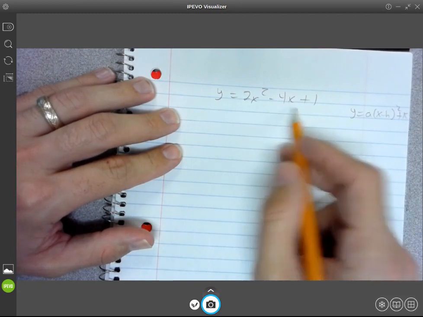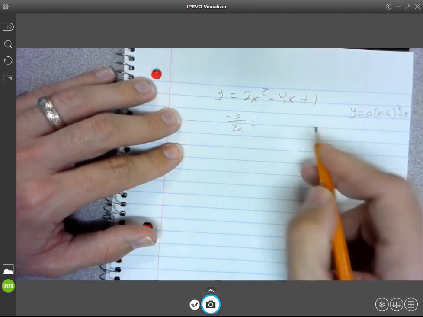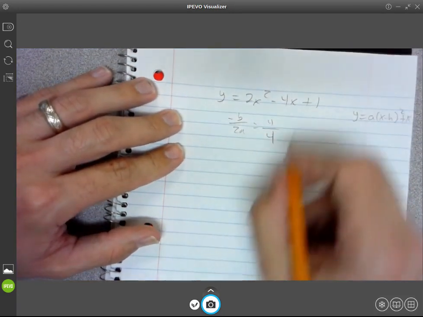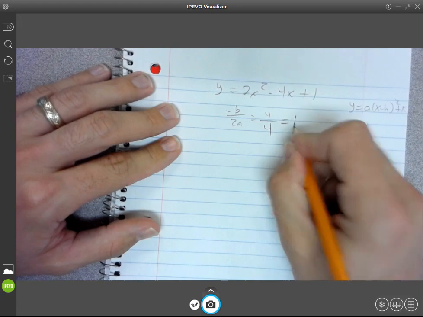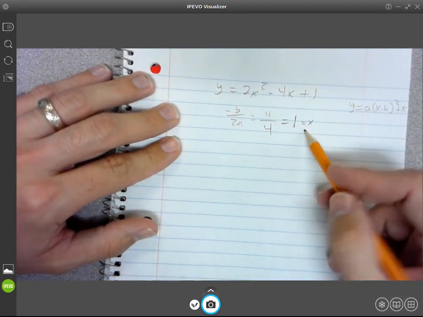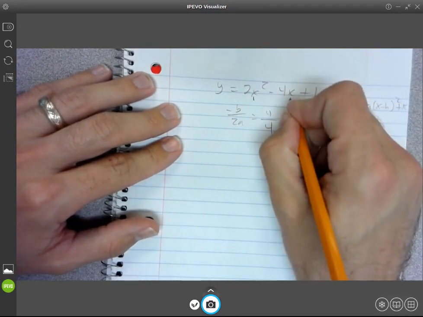So to find the vertex of something like this, we're going to do negative b over 2a, which is positive 4 over 2 times 2, so that's 4. So the x part is equal to 1, 4 divided by 4. All right, and then we're going to plug this back in to find the y part. So 1 for x, 1 for x.